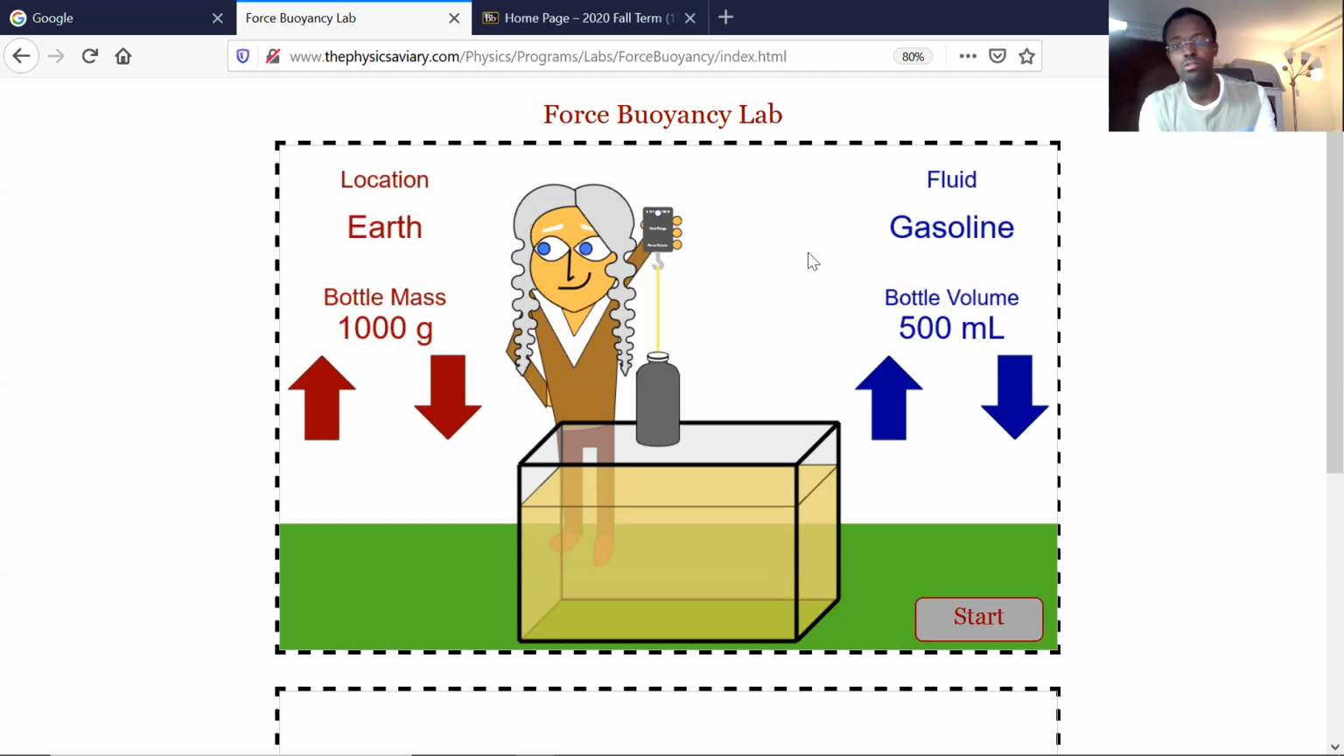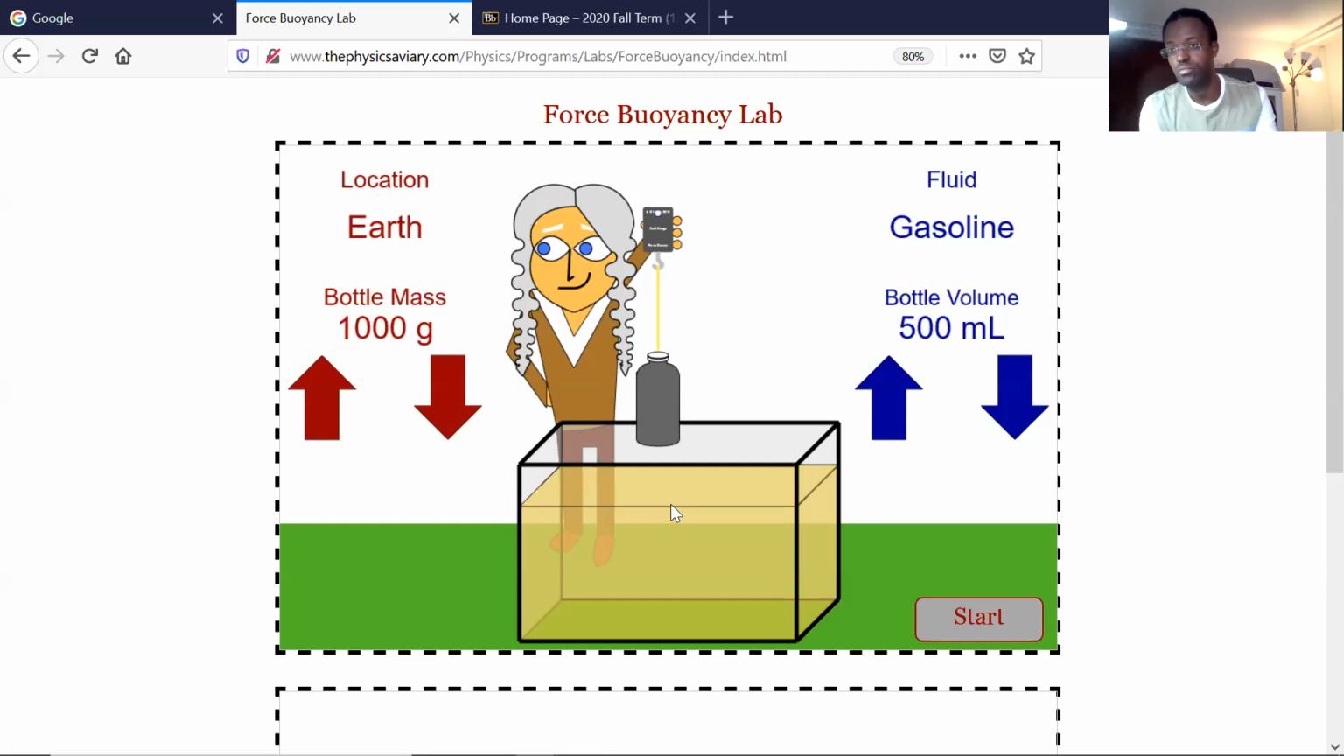When this bottle goes into the liquid, which is gasoline now, it's going to displace an amount of this liquid, which is a fluid. Fluids are liquids and gases. So it's going to displace an amount of this liquid or this fluid if you want. As it goes down deeper and deeper, it displaces more and more fluid, until it is completely immersed into the liquid.